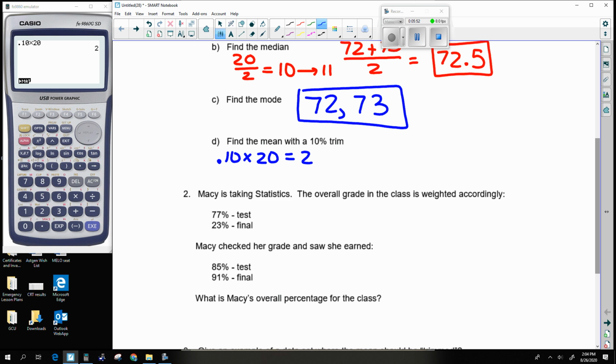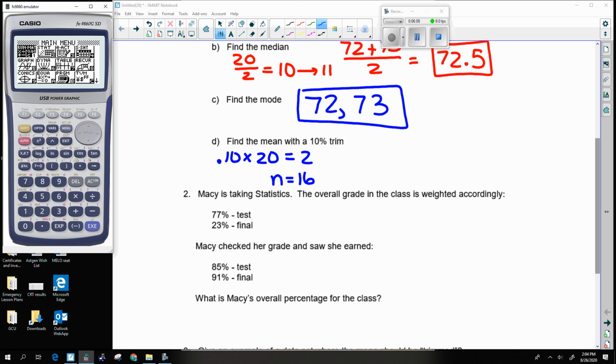So my grand number of numbers is going to be not 18. It's going to be 16 when all said and done. So if I cut 2 and 2, I'm cutting 4 numbers off this list. All right, to my calculator.